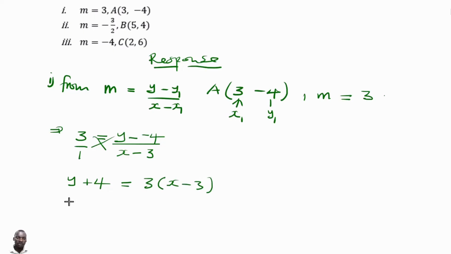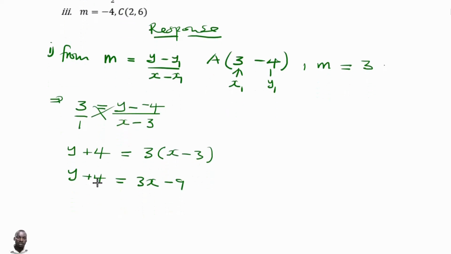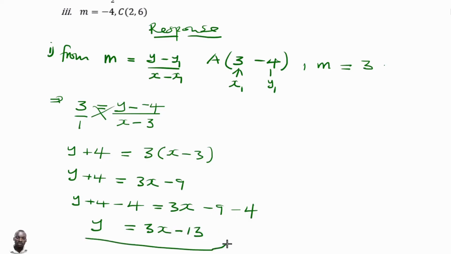As we simplify, we are having y plus 4 equals 3x minus 9. Let us make sure that this 4 crosses the equal sign and goes on the right hand side. So we have y plus 4 minus 4 equals 3x minus 9, then minus a 4. So we have y being equal to 3x, then negative 9 minus 4, we are getting negative 13. Therefore, the equation becomes this. So this is our correct answer for Roman numeral 1.